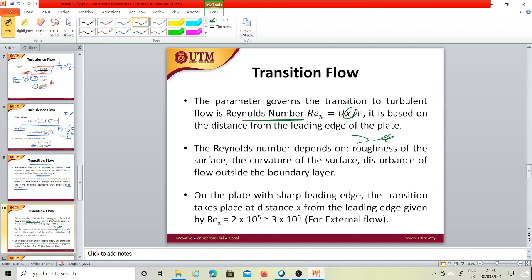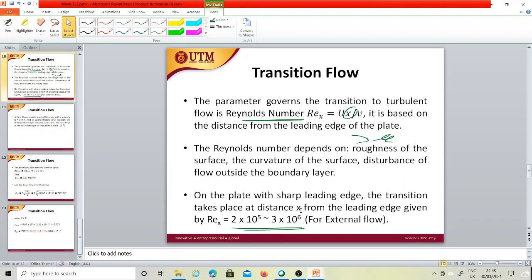And if your plate has a sharp leading edge, you will have the transition take place at a distance x from the leading edge given by this. So if your Reynolds number is like this, we can find out the value of x. For this Reynolds number you can get at what position you will have the transition.